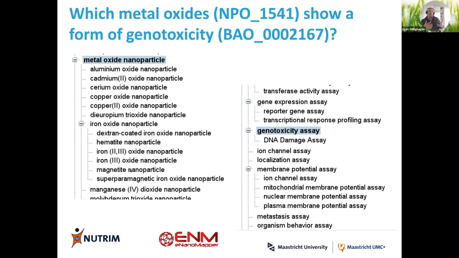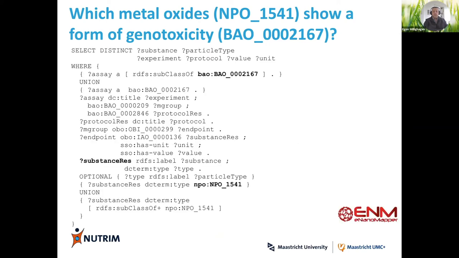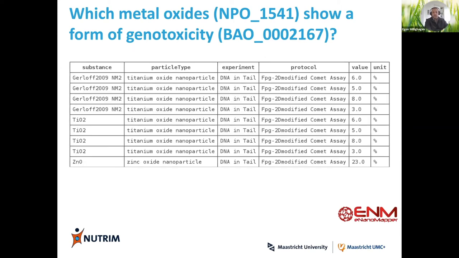So this classification in the ontology, as we also saw in the first presentation, is information that is very valuable. We only have to ask for metal oxides, and then the semantic web can figure out what all the specific metal oxides are, aggregate all that information, and we get a result table back here. We did not have to ask for which titanium oxide nanoparticles cause genotoxicity in a DNA damage experiment, actually, because the ontology combined with the data itself provided the query answering system, the SPARQL endpoint, with all the information it needed to give these results.